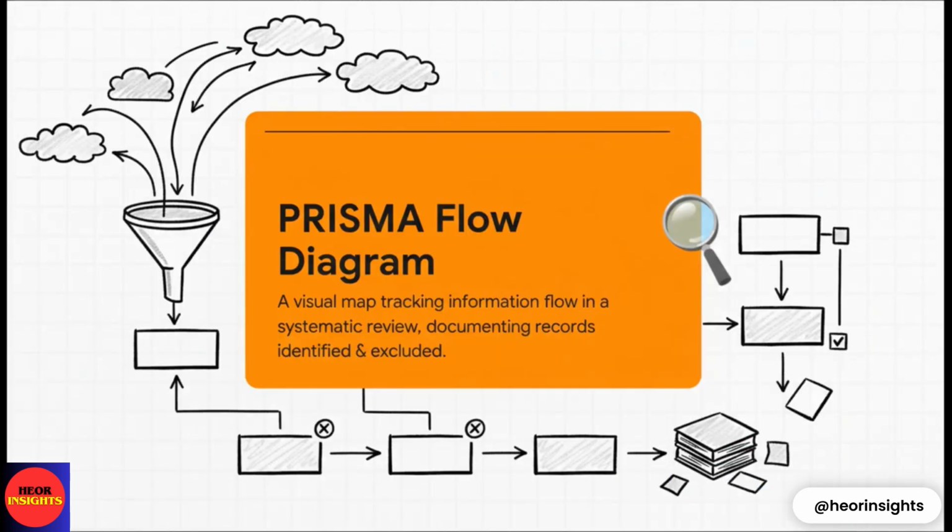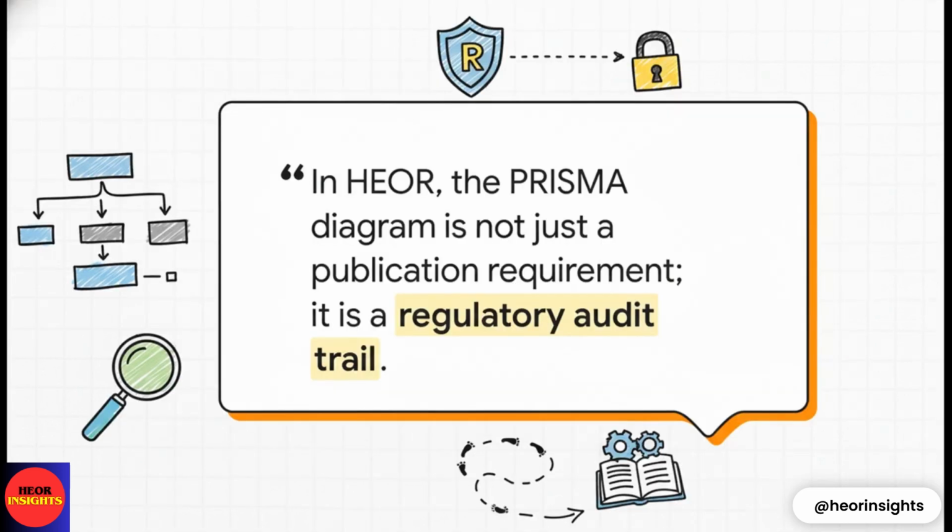In this explainer, we're covering the PRISMA Flow Diagram. Now, this is a critical tool in health economics and outcomes research, what we call HEOR. Think of it as a transparent, visual map of your entire literature review process. It really documents every single step, from the first search results all the way to the final list of studies you include. And while you'll see PRISMA used in academia, its function in HEOR is much more rigorous.